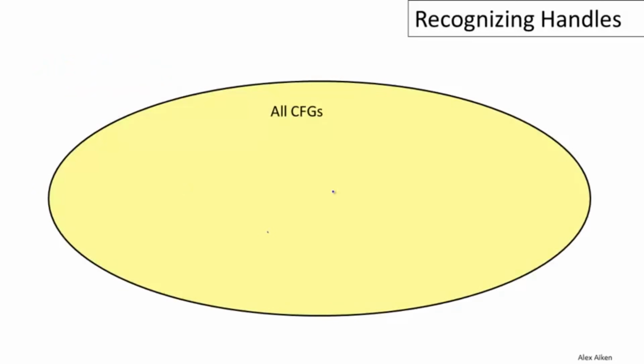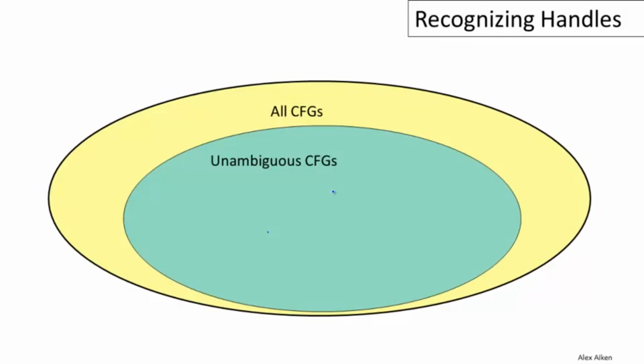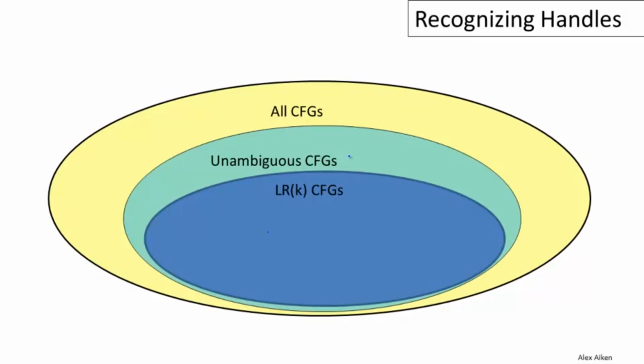We can illustrate the situation with a Venn diagram. If we start with the set of all context-free grammars, then the unambiguous context-free grammars are a subset of those. And then an even smaller set are what are called the LR(k) grammars. And here, just to remind you, L stands for left-to-right scan, R stands for rightmost derivation, and k stands for the number of tokens of lookahead. Now, the LR(k) grammars are one of the most general families of deterministic grammars that we know of, but those aren't the ones that are actually used in practice.